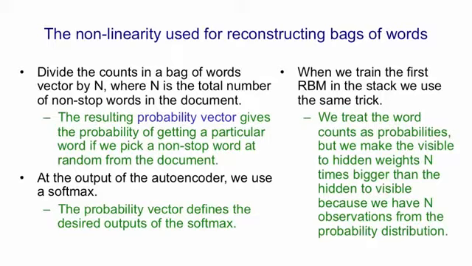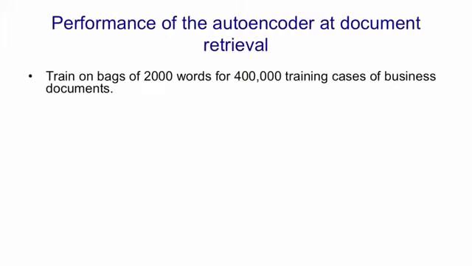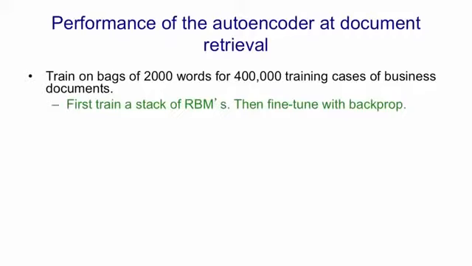So we have this funny property that for the first restricted Boltzmann machine, the bottom-up weights are n times bigger than the top-down weights. So how well does this work? We trained using bags of 2000 words on 4000 business documents from the Reuters dataset, and these documents had been hand-labelled with about 100 different categories. We first trained a stack of restricted Boltzmann machines, and then we fine-tuned with backpropagation, using a 2000 way softmax as the output. And then we tested on a different set of 4000 documents.